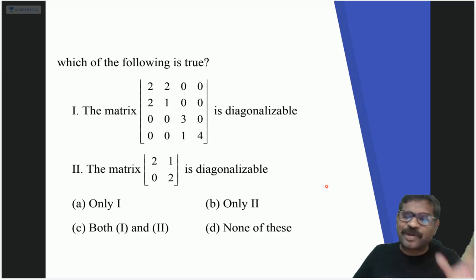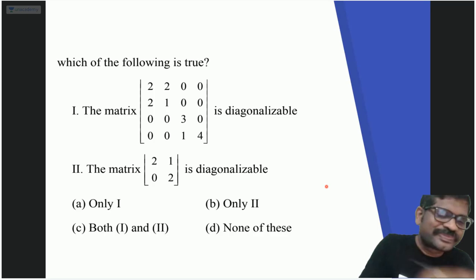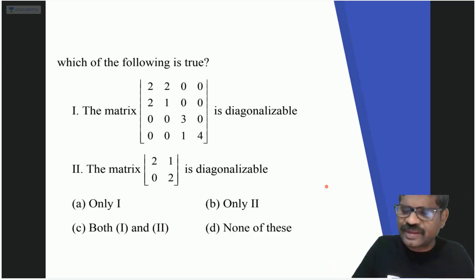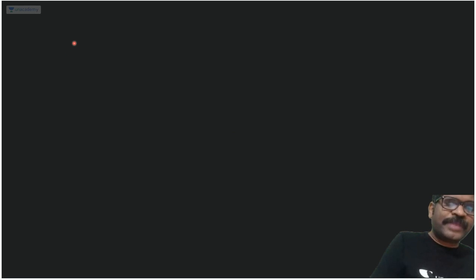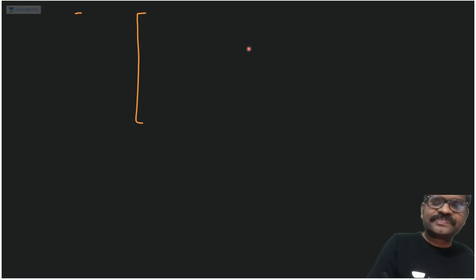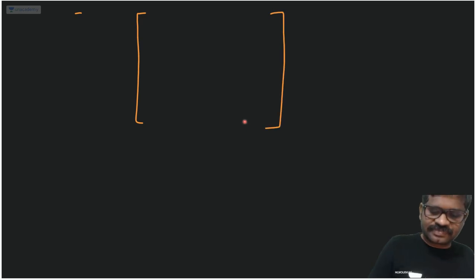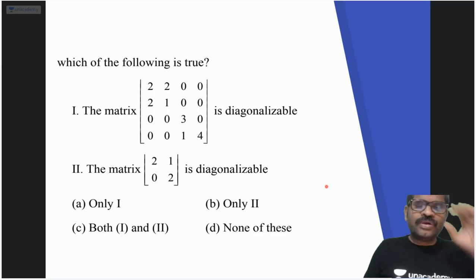Excellent problem. Observe. Matrix is 4 cross 4. Concentrate here. Two two 0 0 2 1 0 0.